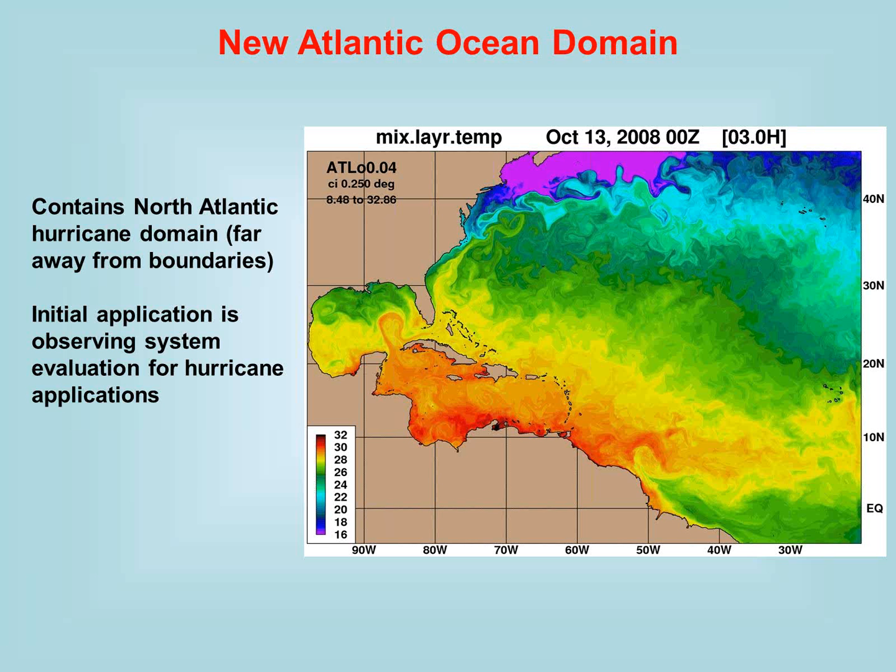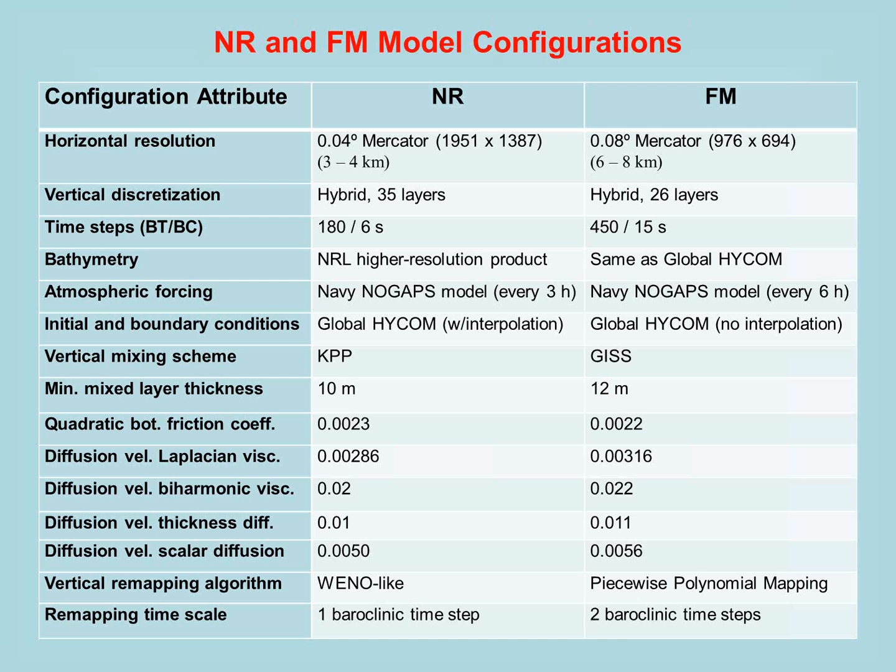And a very important difference is that the two use different vertical mixing schemes: KPP in the nature run and the GISS level 2 Canuto scheme in the forecast model. And these models behave quite differently and help us get different behaviors, characteristics of these two different models. Other parameters are set differently, as you see.